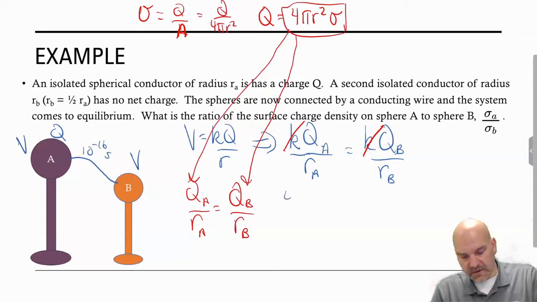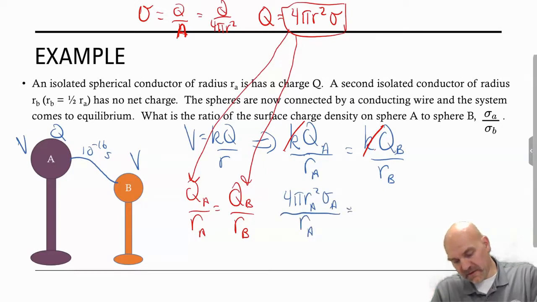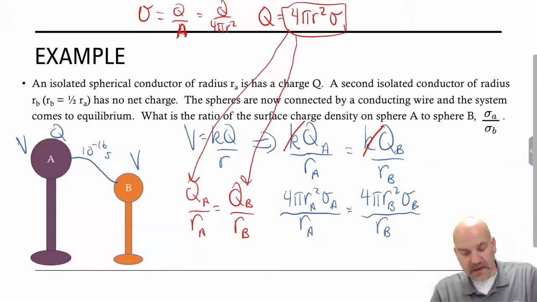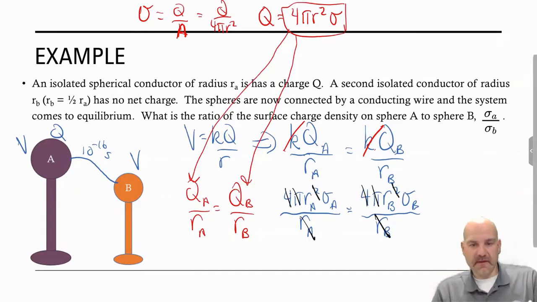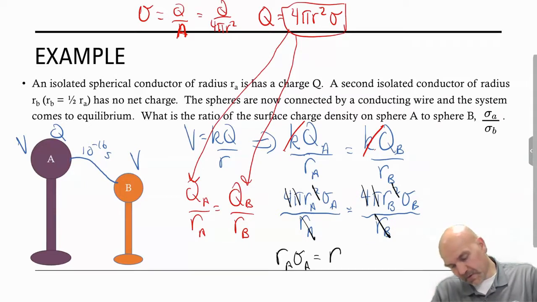So we're going to have 4 pi RA squared sigma A over RA, and that's going to equal 4 pi RB squared sigma B over RB. Keep doing algebra, right? The 4 pi's would cancel out. This RA cancels one of those up top. This RB cancels one of those up top. And we end up with RA sigma A equals RB sigma B.